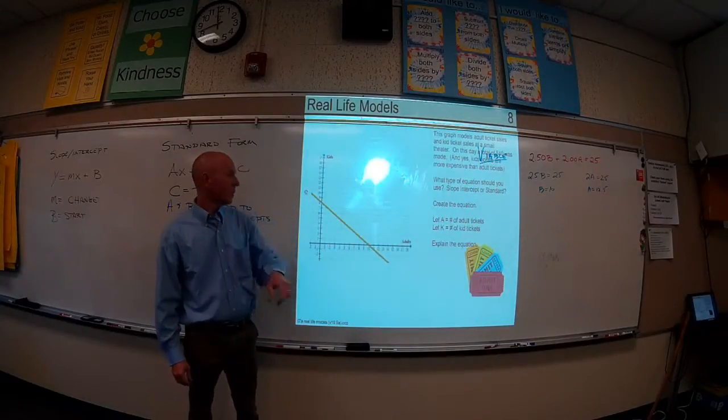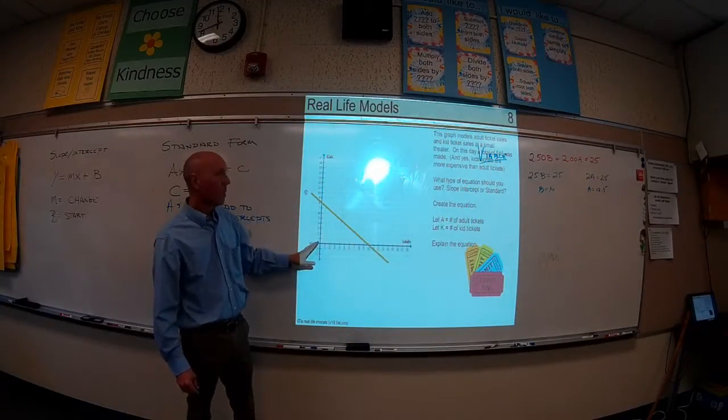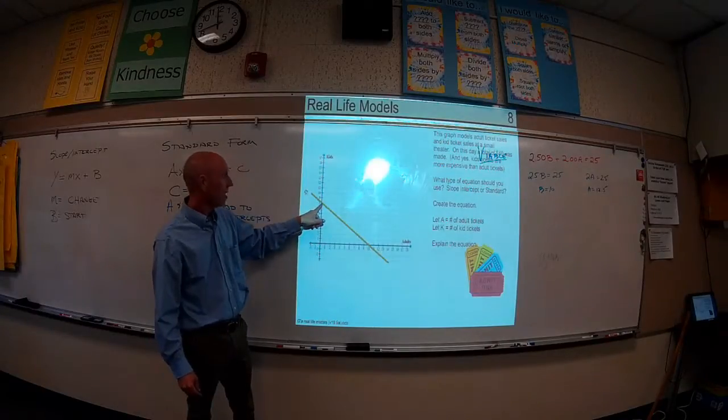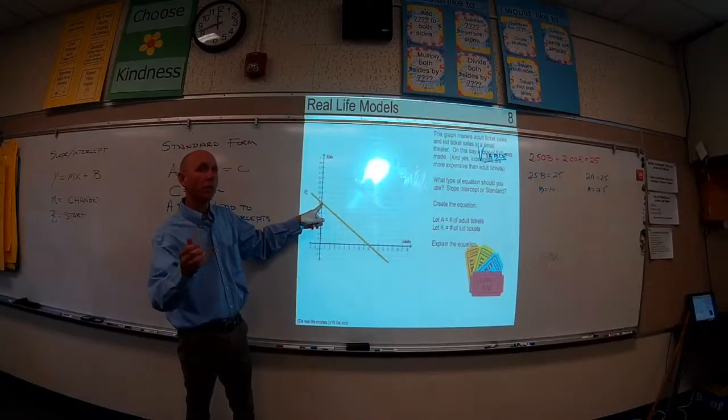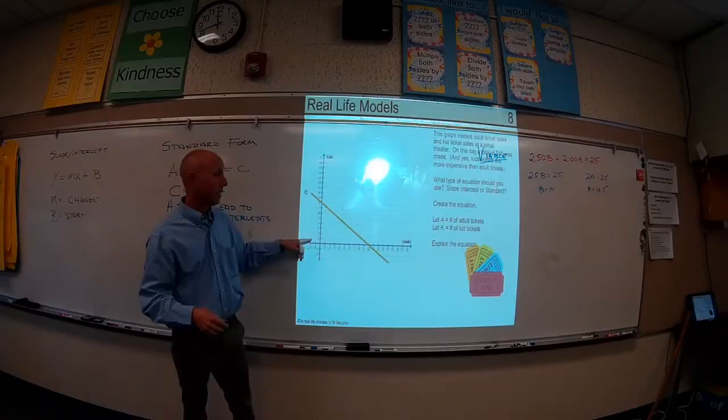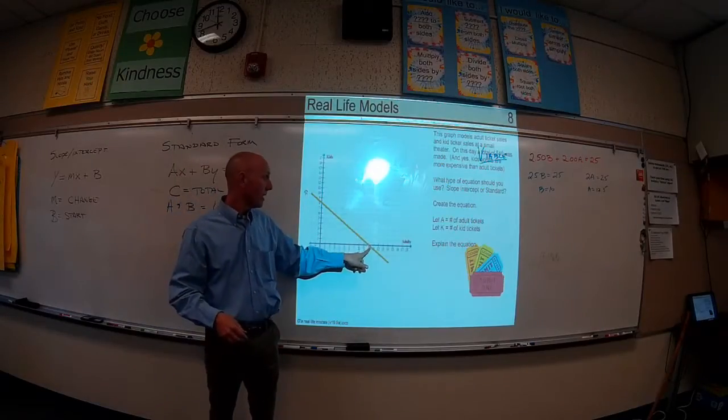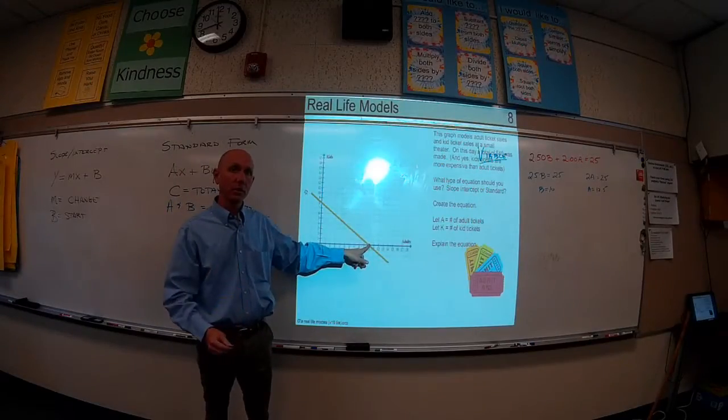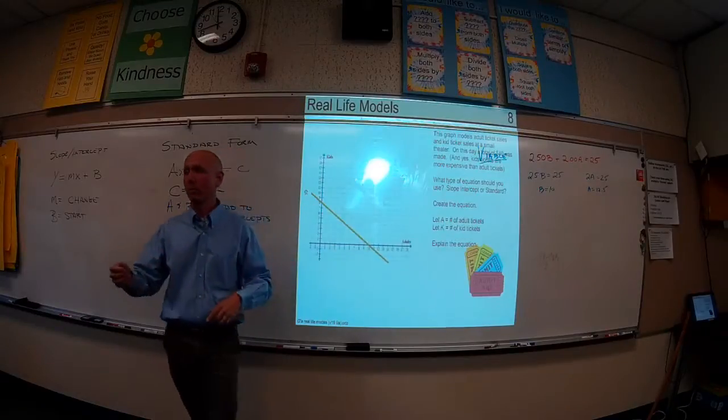So, let's say I buy no adult tickets. This is telling me I would get 8 kid tickets, 8 kid tickets for $40. $5 for a kid ticket. Ignore the kids. Let's get all adult tickets. Come over here. 10 adult tickets for $40. Now build the equation.